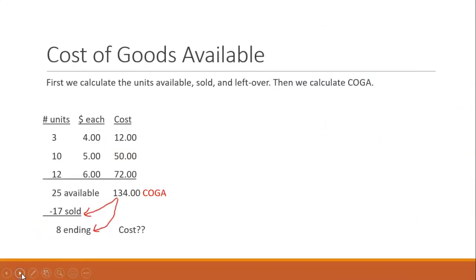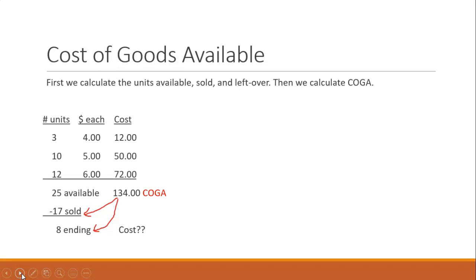We can take the data set and calculate. Our first step is to add up the units and calculate the cost of goods available, if you have an entire data set available to you to do this. Since we do, we're going to go ahead and do that. Obviously, in real life, you're not given a data set. So we had 3 units to begin with. They each cost us $4, so that multiplied out is $12.